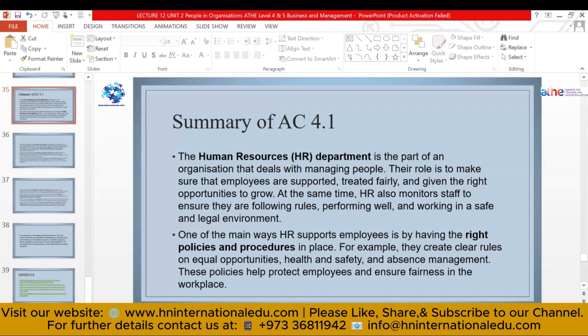Now, one of the main ways HR supports employees is by having the right policies and procedures in place. That is, they create clear rules on equal opportunities, health and safety, and absence management. These policies help protect employees and ensure fairness in the workplace, because always the main issue is that there is no fairness at the workplace. There is always a discrimination between male and female entity.